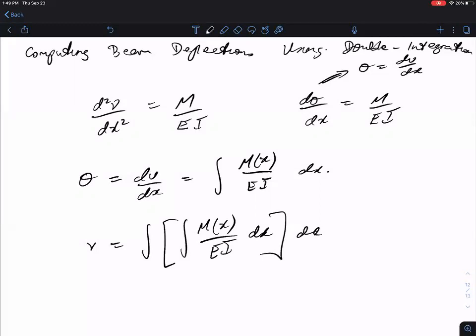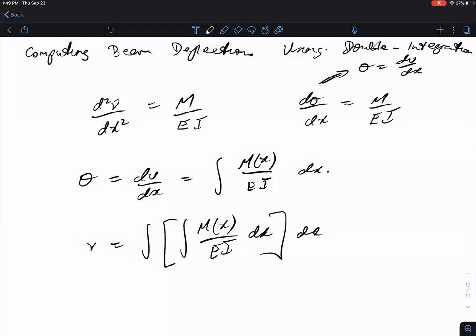The way we determine these constants of integration is that we evaluate the deflection or slope functions at points where the values are known. These are called boundary conditions. For example, at a roller or a pin support, we know that the deflection is going to be 0. Similarly, at a fixed support, we know that the deflection is 0, but we also know that the slope is going to be 0.